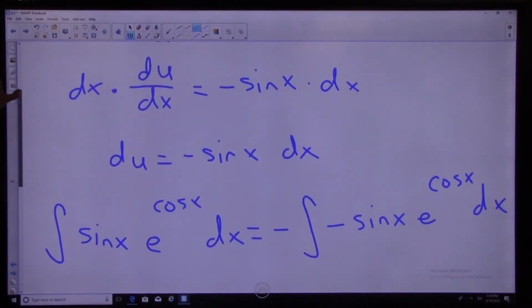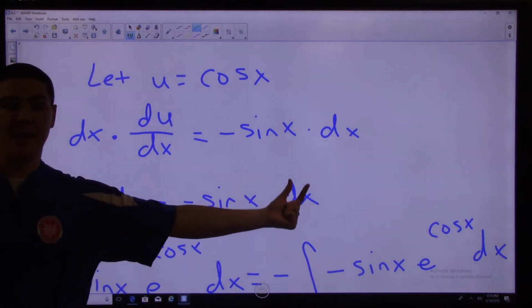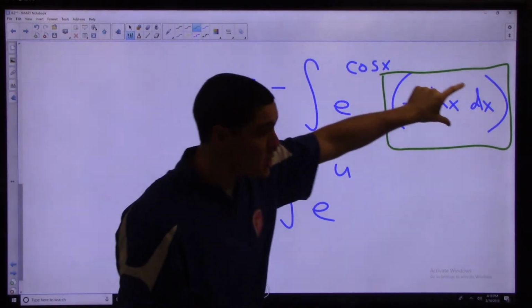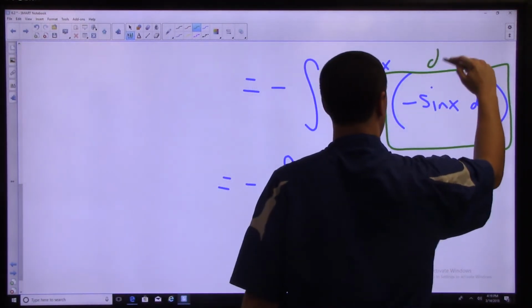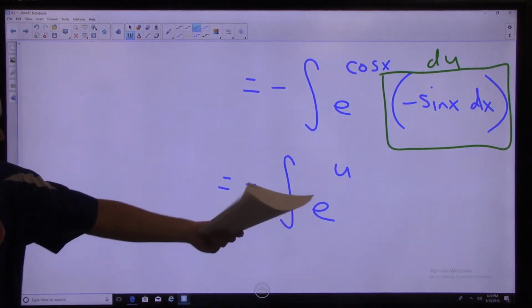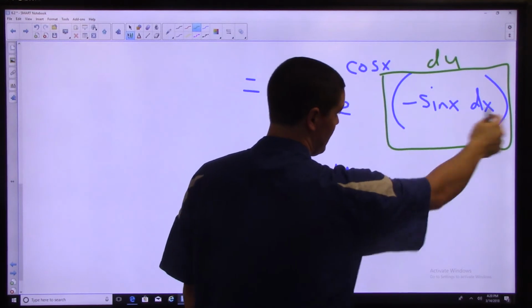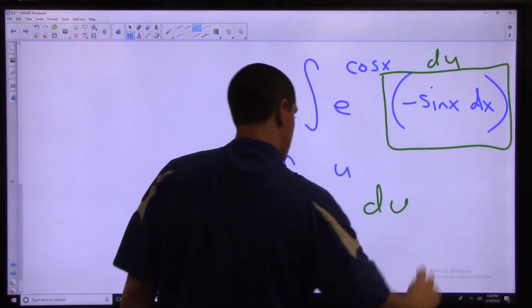That's what du is equal to. Okay, so du is going to equal negative sine x dx. So this whole thing, negative sine x dx, I can replace with du. All we've got to do is, instead of writing this as e to the cosine x times parentheses negative sine x dx, we can write it as e to the u times du.